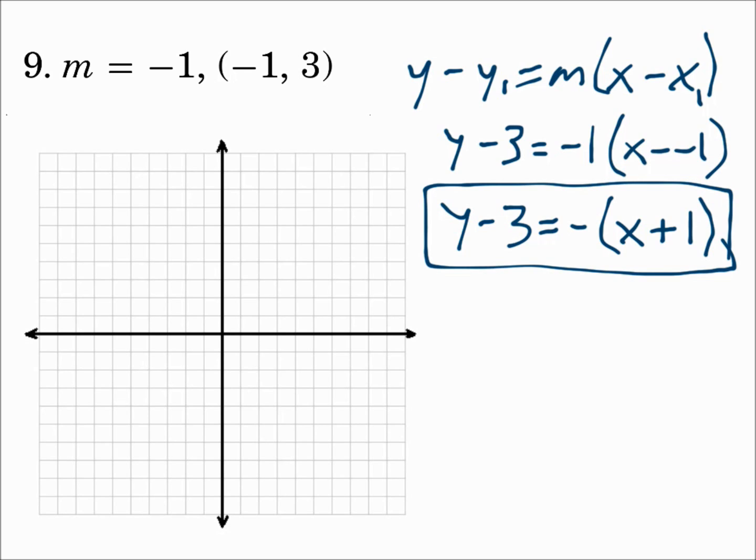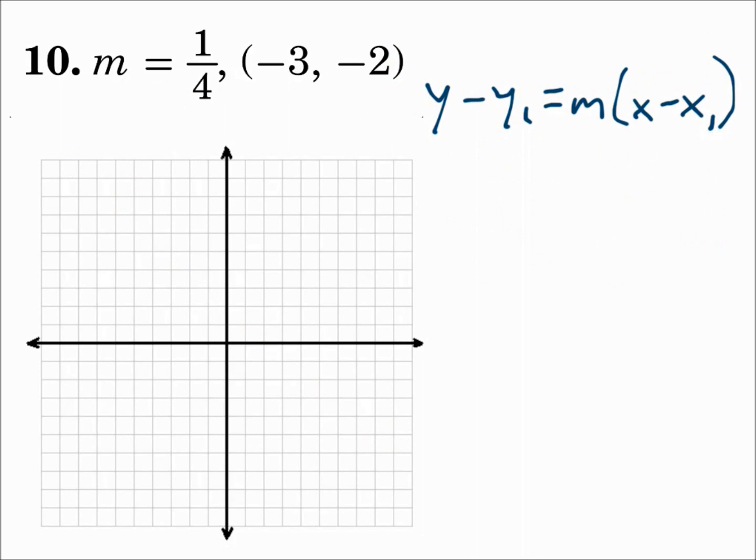Now graph it. Start at the point negative 1, 3, and use your slope. Put the negative 1 over 1 to get a fraction, and rise over run. Rise down 1 over 1. Put a point, connect the dots. Our slope is negative, and our line tilts down left to right. It's a good way to check your work.